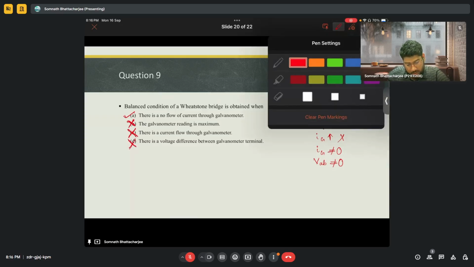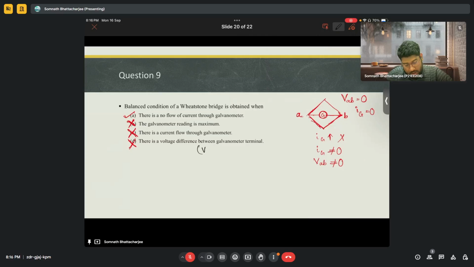So to explain, this one is saying that VAB not equal to 0. That is wrong. This one is saying that IG not equal to 0. That is also wrong. They are saying IG is max. So it can be a very high value. So this is also wrong. While this one is saying IG equals 0. So this one is a true one, right? So we'll move on to the next question.